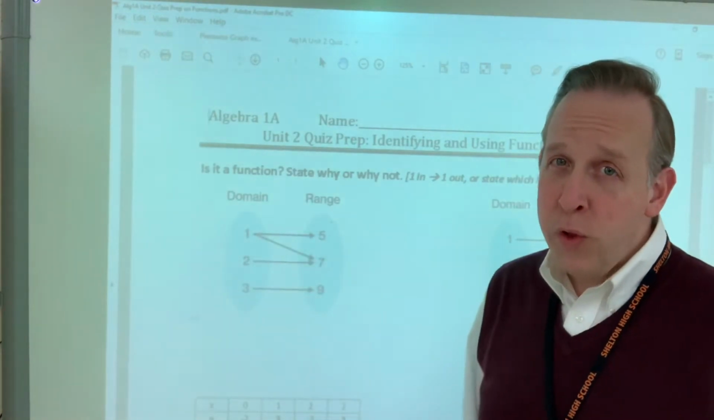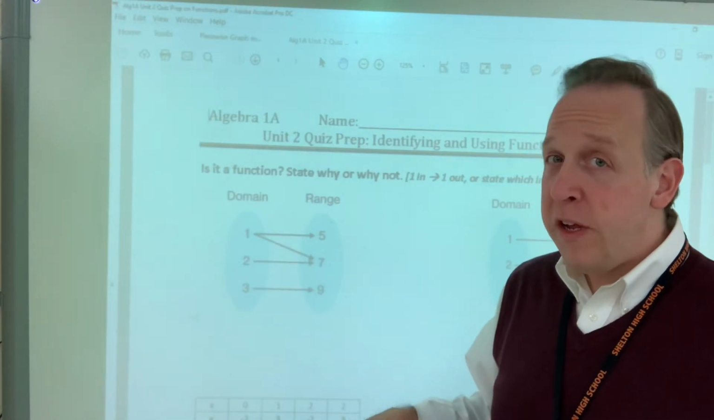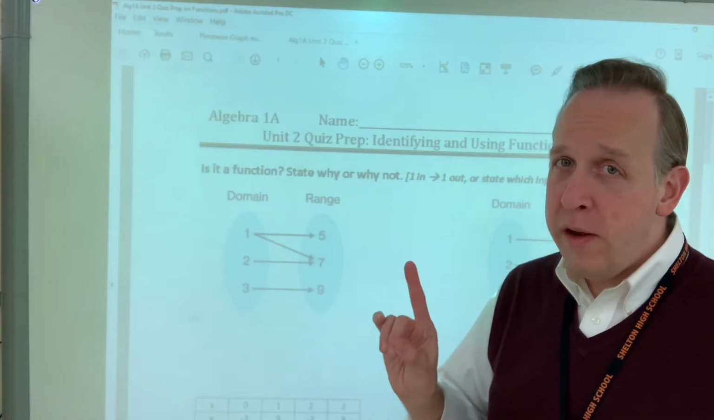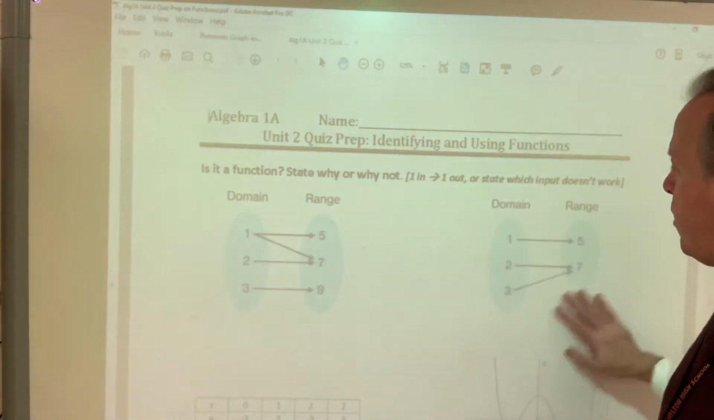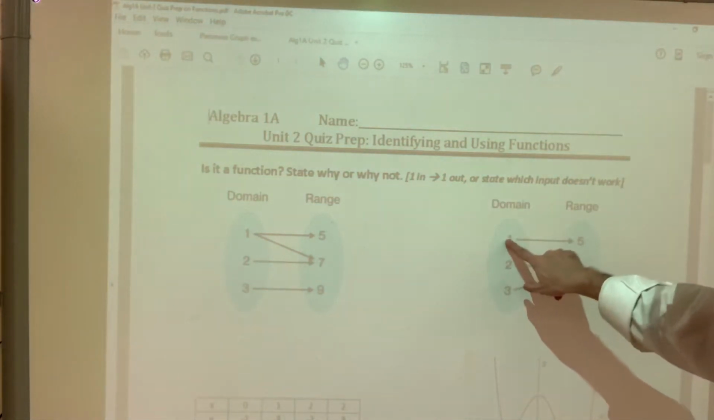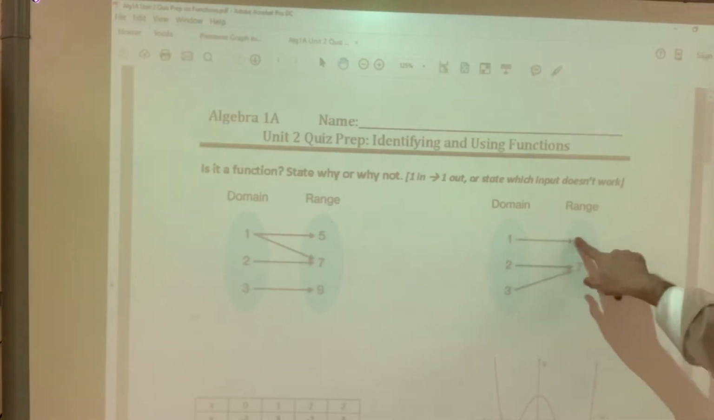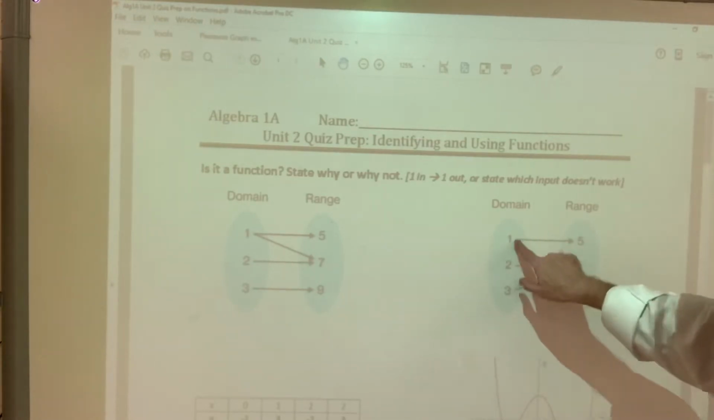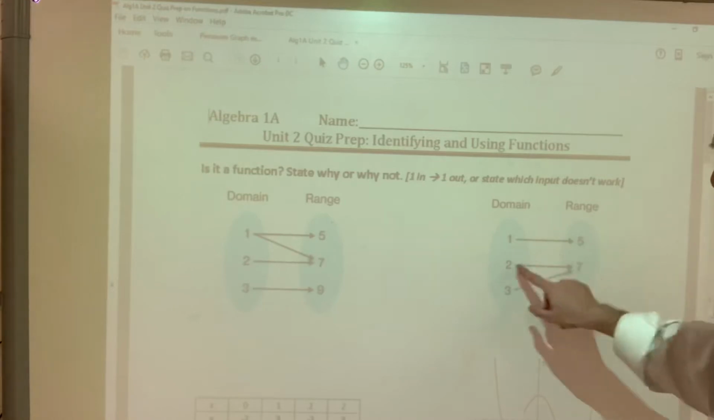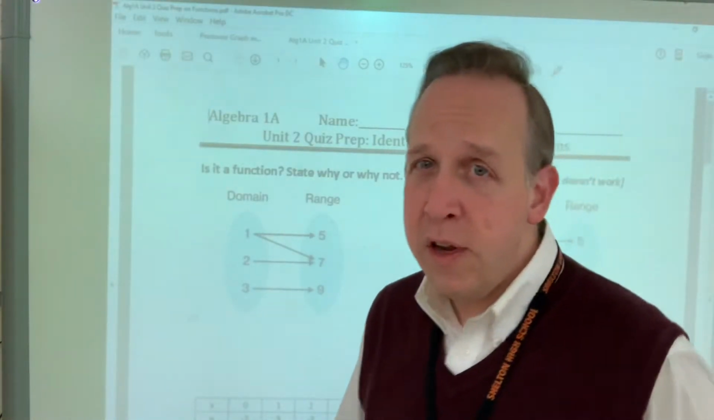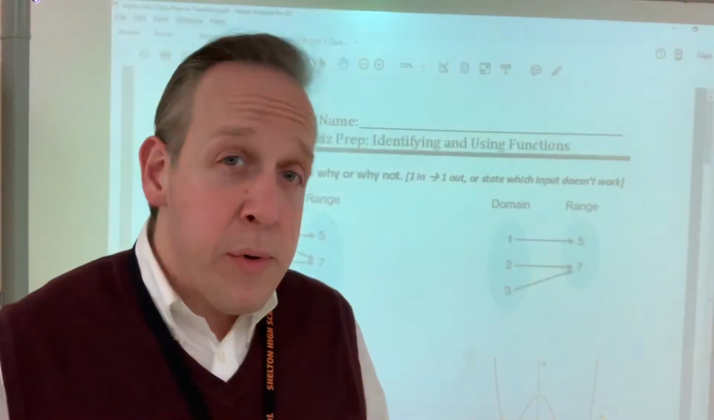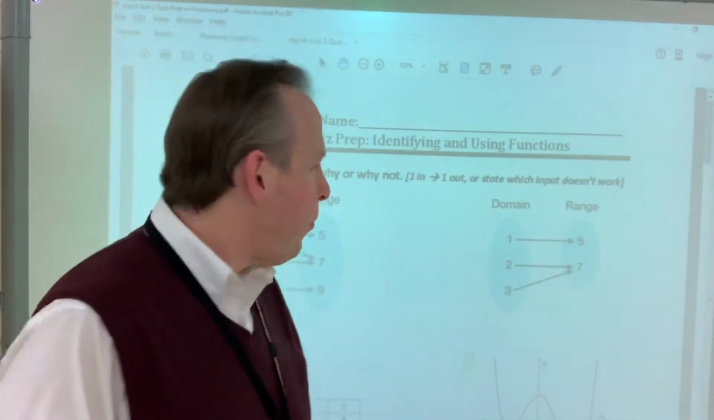With a mapping, we're looking for how many arrows come off each input. There should only be 1 to make it a function. The second mapping shows you over here the domain, and each value of the domain has only 1 arrow leaving it going to a value in the range. That mapping is a function. Again, every input has only 1 output there.